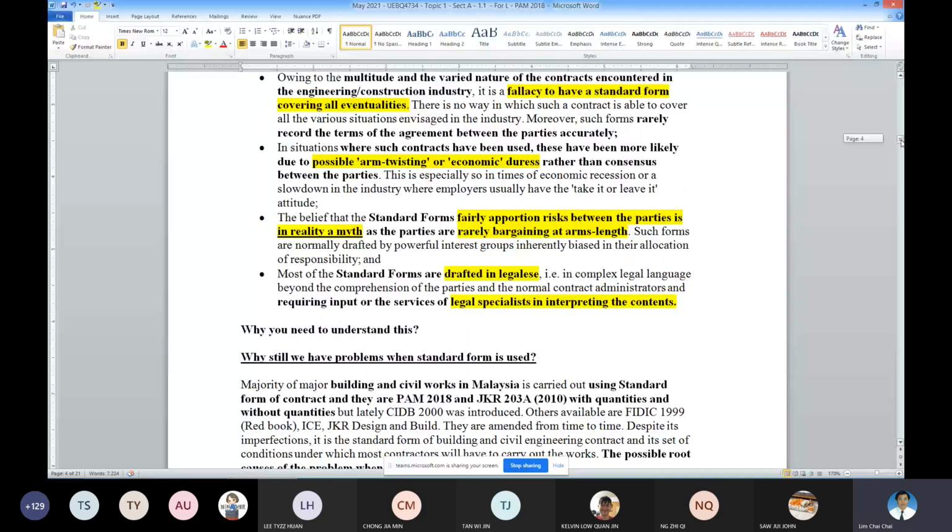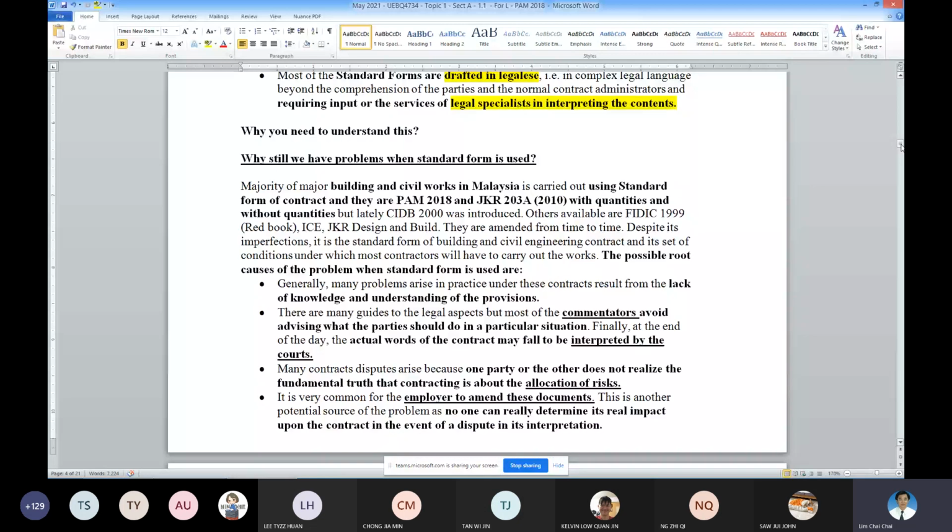Next, we are looking at, since we mentioned the standard form is sometimes so good, and yet why there are problems when standard form is used. Okay, so why are there problems? Sometimes you can see that whether you use your PAM or JKR or your FIDIC, there are still problems. And what are the root causes of the problem? This is important. These are the usual causes of the problem in using standard form.